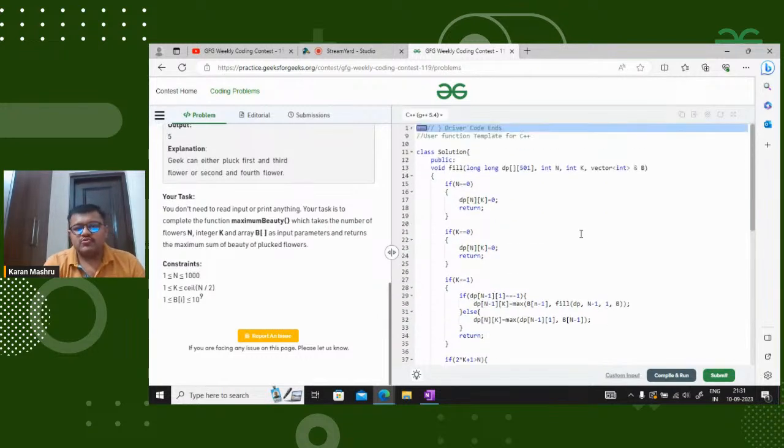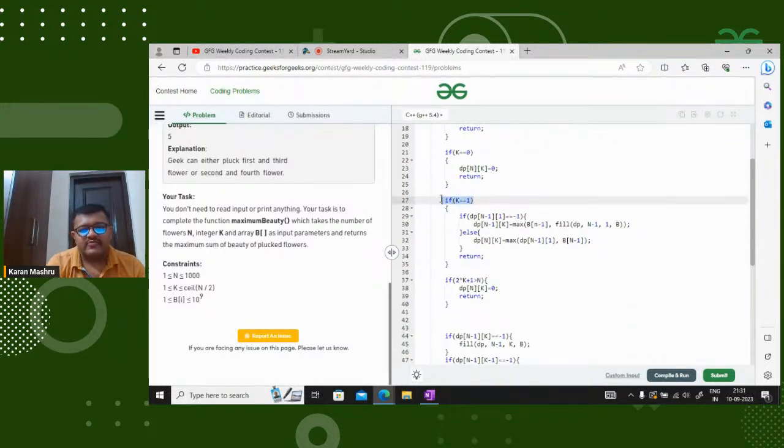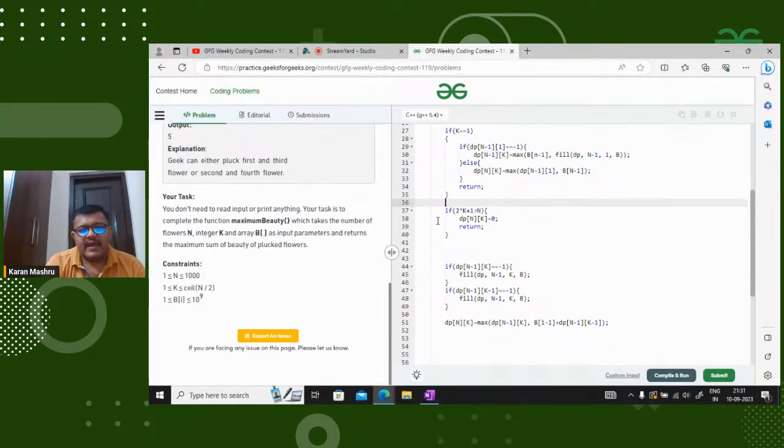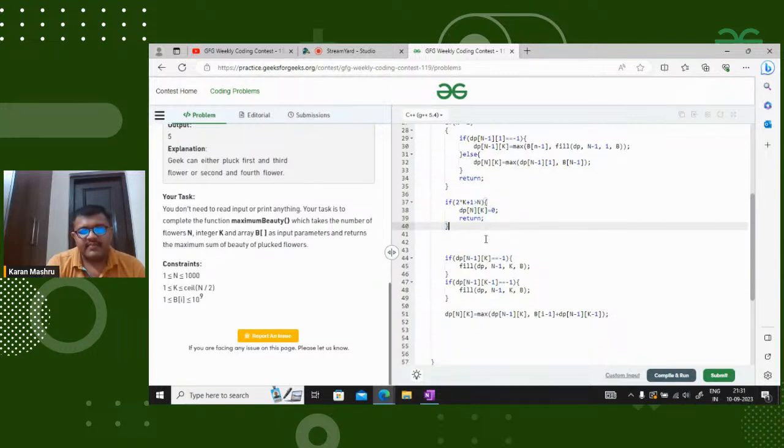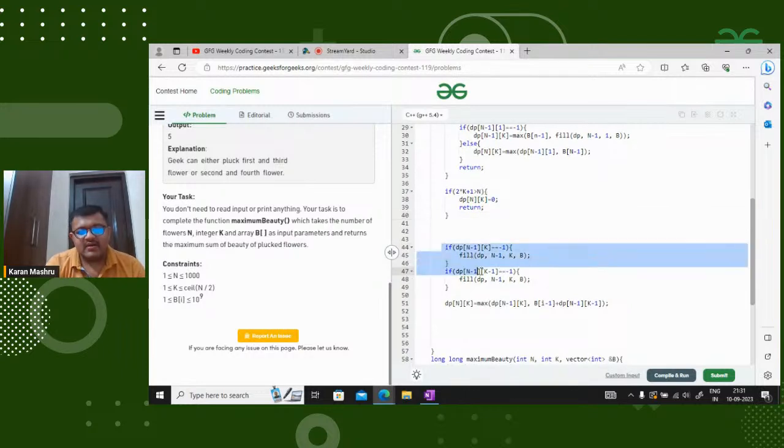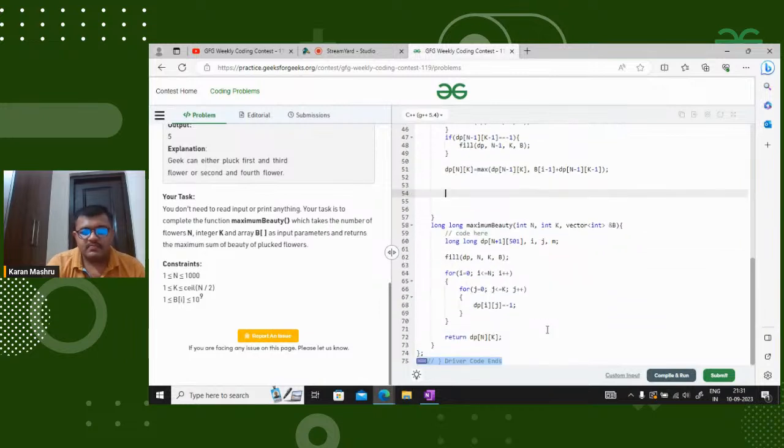So if n equals 0, it would be 0. If k equals 0, it would be 0. If the number of flowers to be plucked is 1, then we will check whether dp of n minus 1, 1 is minus 1. Then we will call the fill function, else we can directly use that. We will not fill it again. And if the number of flowers to be plucked is not possible, then we will make it 0 and return. And this is the last equation. And then we'll return from here. Okay, so now let us compile it.